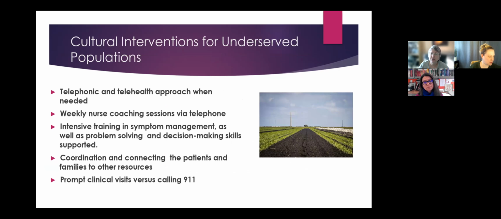And then intensive training that we want for symptom management, for problem solving, decision making support that goes along the way. So the coordination that goes along and the connecting with the families as well too. Who is their family or their connected person at any given time? And then prompt clinical visits versus trying to call 911. And so any kind of clinical visit we can do to prevent that 911 and being admitted to the hospital, if that's not something that they wanted or needs at that time.